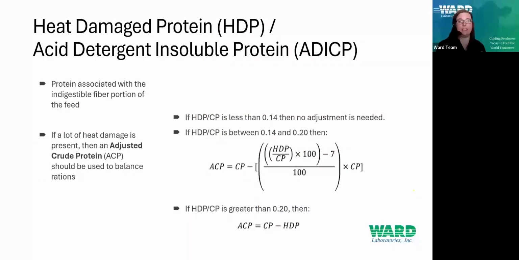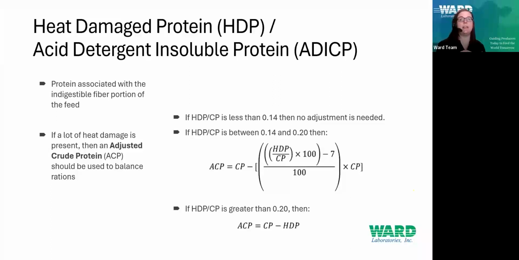So when we're looking at heat damage protein, this is the protein that has adhered to the acid detergent fiber. And the acid detergent fiber, as we'll learn about later, is the most indigestible, or slowly digestible and indigestible, portion of the feed.